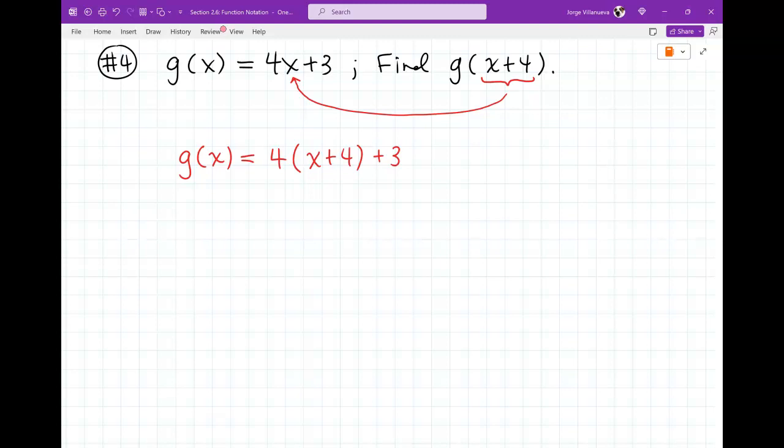Now, like you said, we're going to distribute right here. So we get 4x plus 16 plus 3. Finish up your addition. 16 plus 3 is 19. So 4x plus 19 is your answer.